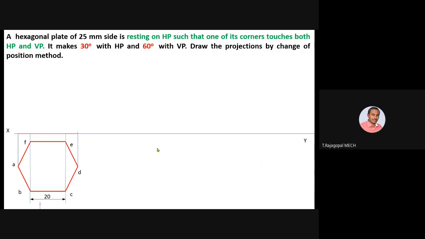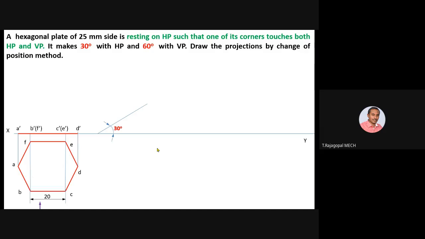Extend the projectors from all the corners. Fix, draw the front view, and A, B, C, D is the visible corners, E and F is invisible corners, so it has to be represented in the bracket. Afterwards, now here you may have a doubt. It makes 30° with HP, 60° with VP. Being resting on HP, you have to take inclination with respect to HP. Okay, that is the surface inclination.